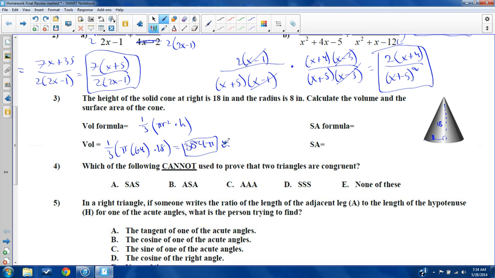Or, by the way, that's cubic inches. Or times pi, 1206.4 about cubic inches.